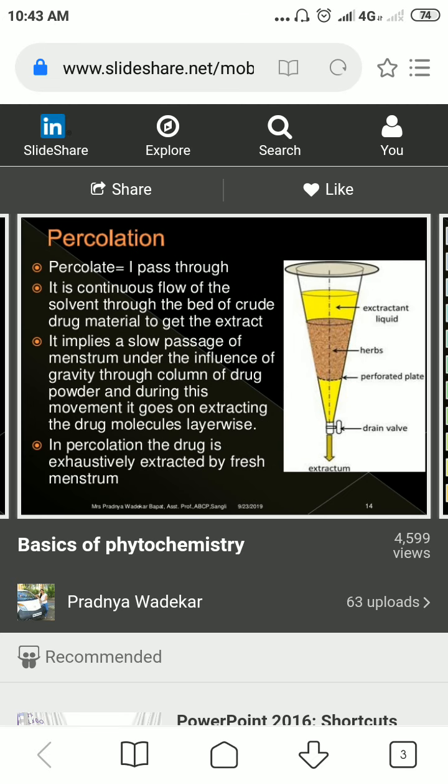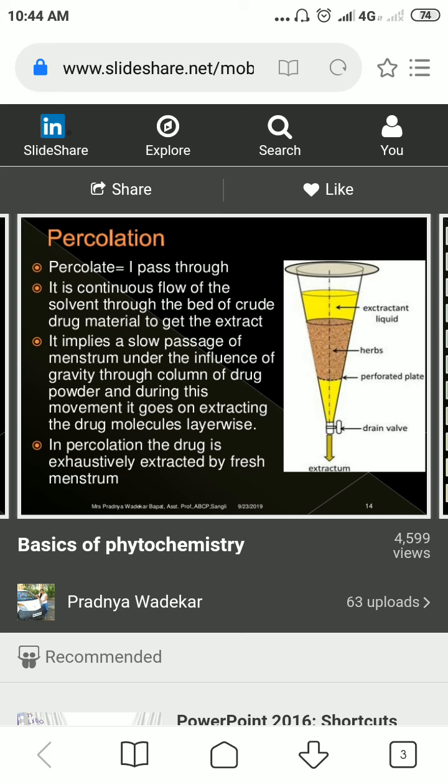So next one, conventional method for extraction of phytoconstituent is percolation. This is the V-shaped percolator, an apparatus used for percolation of phytoconstituents. By percolation method extraction is done. Percolation means a continuous flow of solvent through the bed of crude drug material to get the extract.